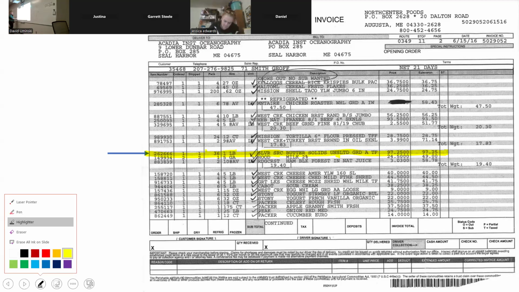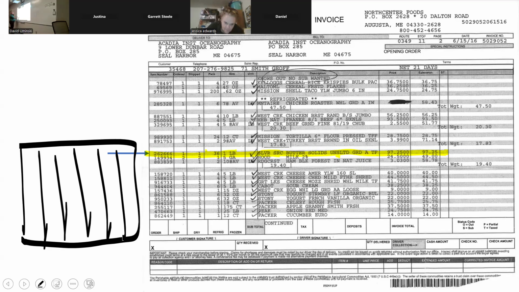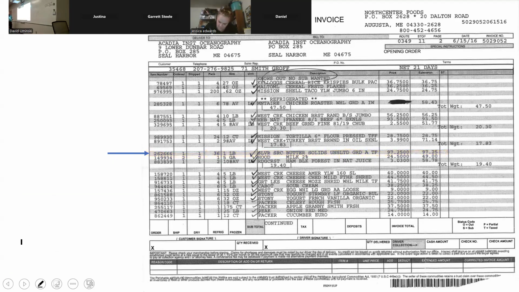Exactly. So when I look at my box of butter, I have 36 individual pounds of butter in there. You buy it by the pound at the grocery store. Well, I put 36 of those pounds together, and that's how I buy it when I'm buying in bulk. So if we're looking at the butter, 36 pounds, $97.25.